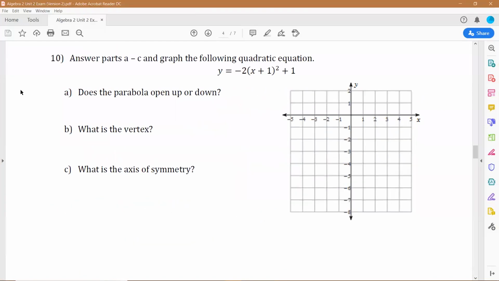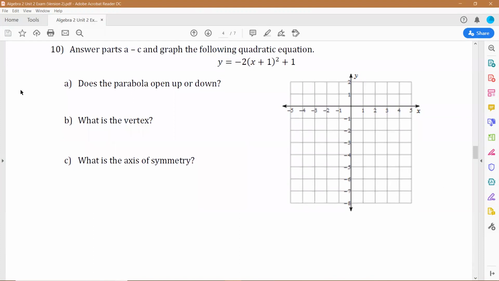Moving to question number 10, we're going to start some graphing of quadratic equations. You just have 2 to graph. One of them will be in vertex form. So question 10 is in vertex form. And then question 11 is in standard form.